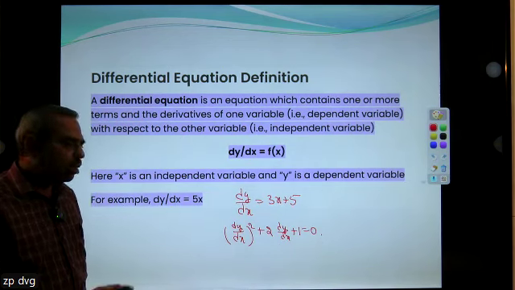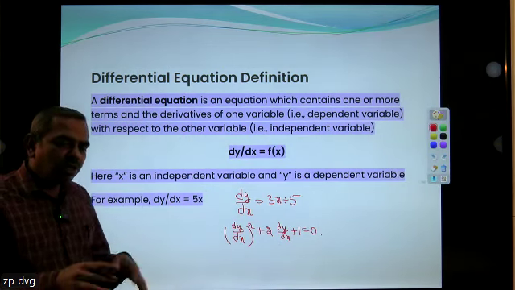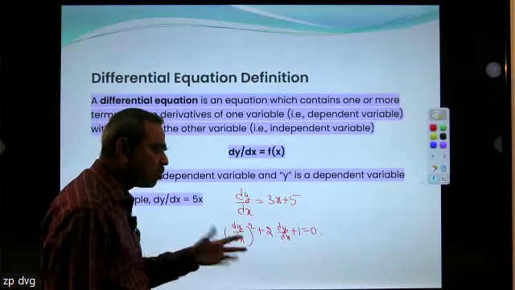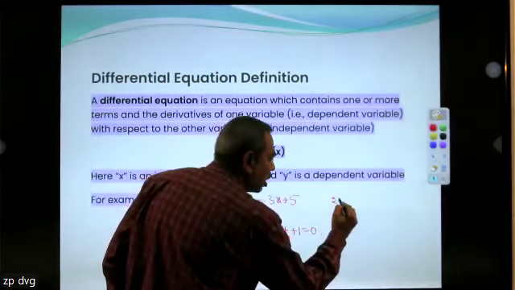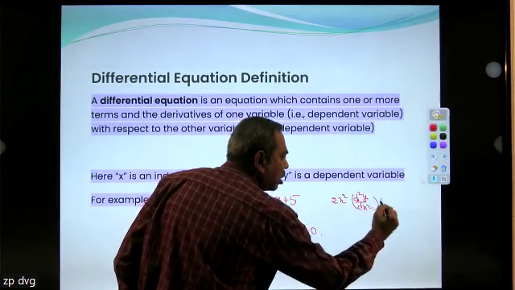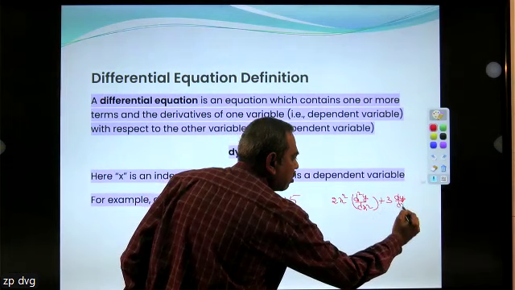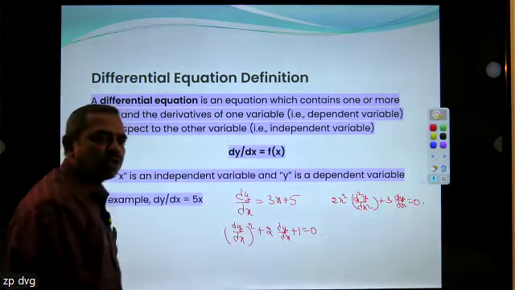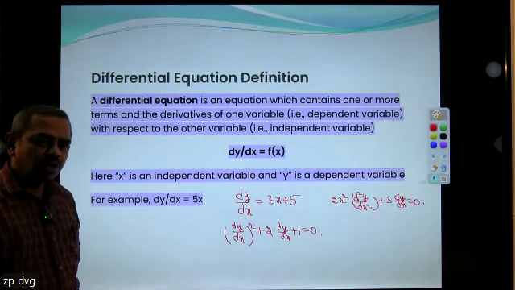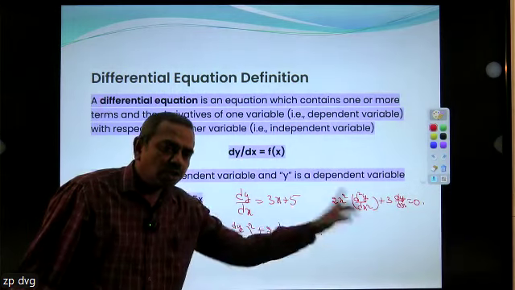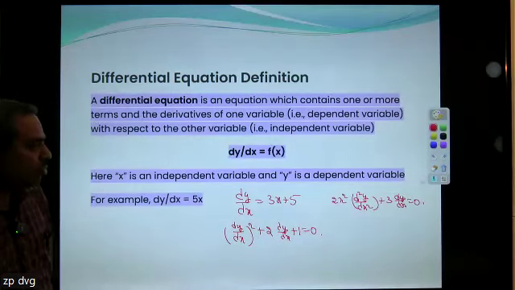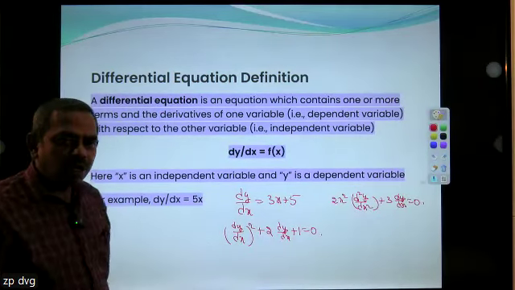In general, a differential equation is nothing but an equation which is involving differential terms. Not only dy by dx, we can have d square y by dx square also. So, we can have 2x square into d square y by dx square plus 3 into dy by dx is equal to 0. This type of equation is also said to be a differential equation. Basically, the equation which involves the differential terms is said to be a differential equation. So this is the main definition.